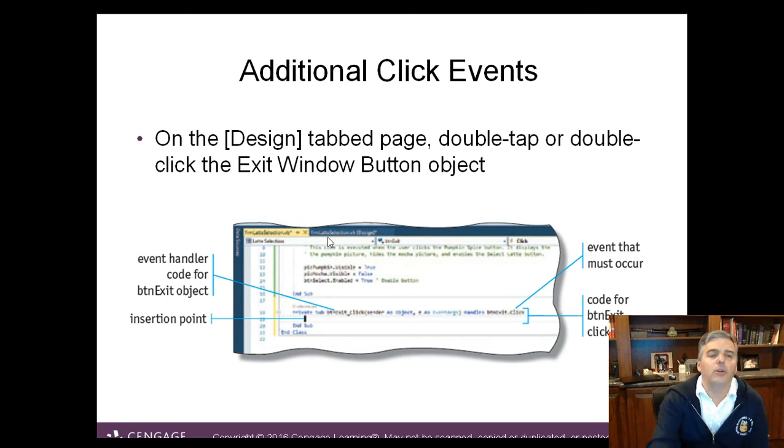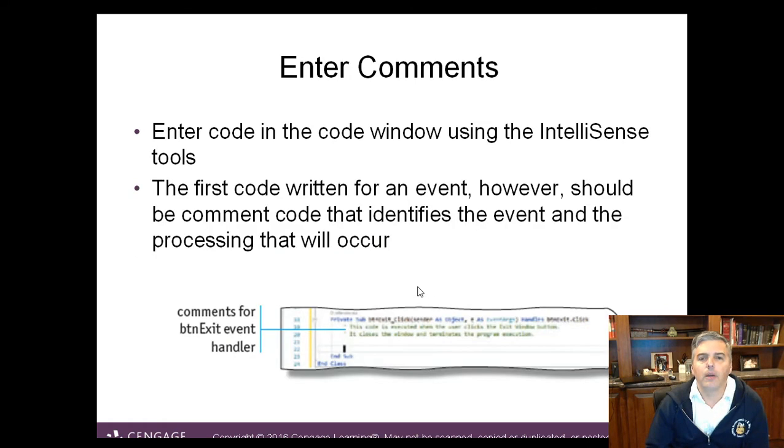So in this program, the other additional event handler we're going to do is for the exit button. So you're going to have an exit button. You're going to double click on that, and then it's going to bring up the button exit.click event. Okay. And then you're going to enter comments for that.